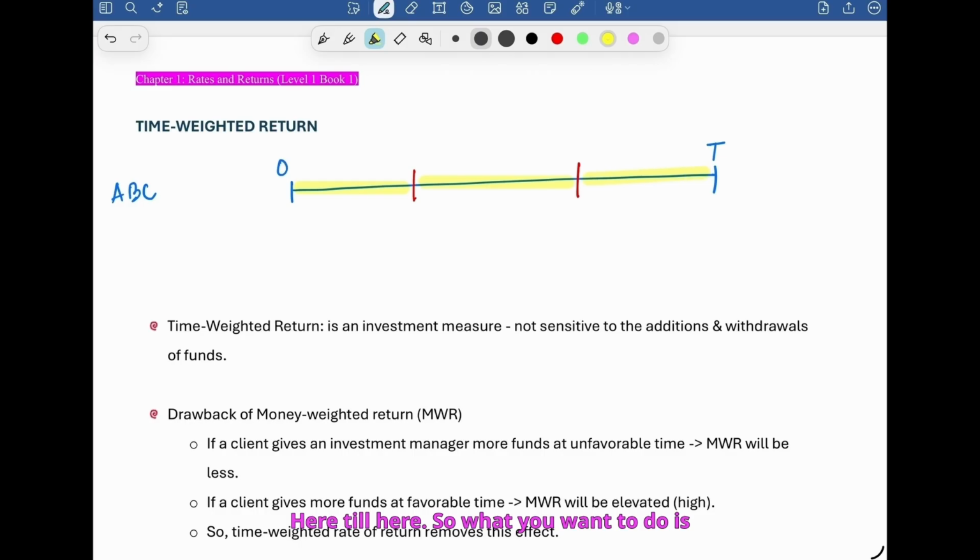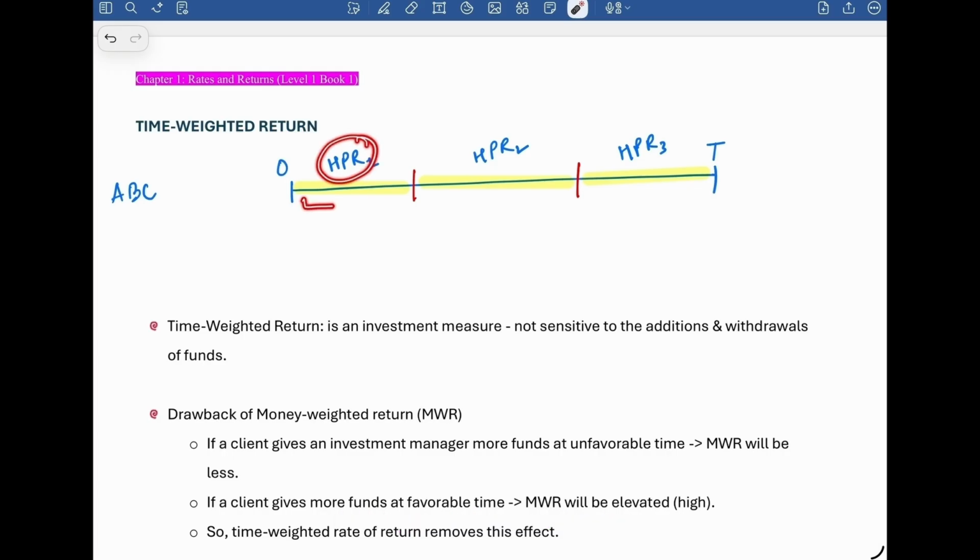Here till here. So these three segments, which are divided by these two red lines, this time period, these three parts, what you want to do is calculate the holding period return. Let's name it holding period return 1, holding period return 2, HPR3. So you want to calculate holding period return for these segments of time period. Okay.